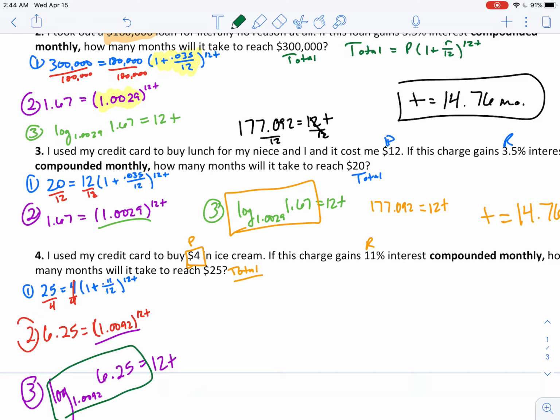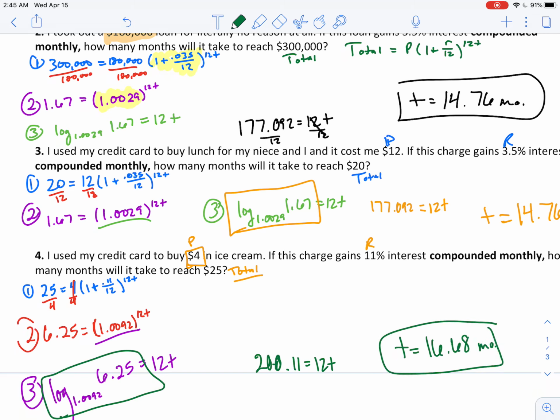Okay, well, let's take our next step of typing this part into Wolfram Alpha. Log base 1.0092 of 6.25 equals 12t. So 200.11 equals 12t. And if I divide that by 12, I get 16.68 months.